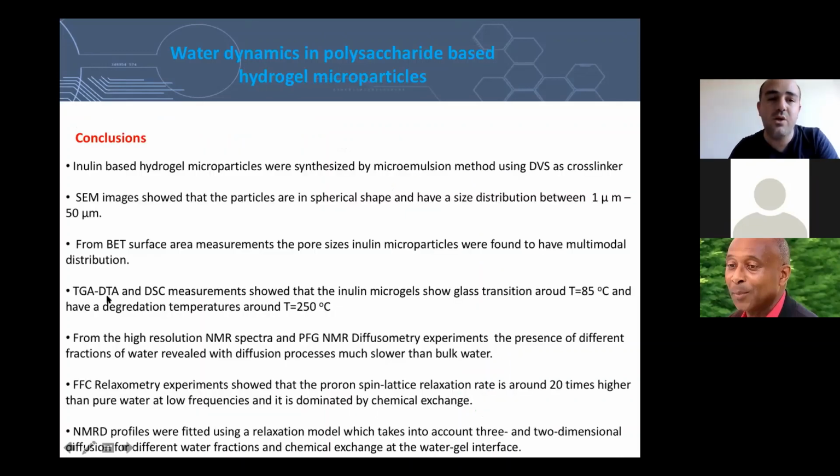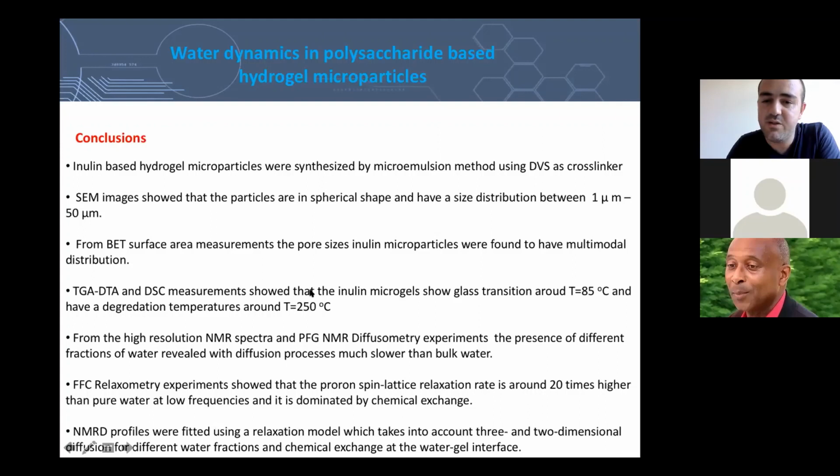So, as the conclusion, inulin-based hydrogel microparticles were synthesized by the microemulsion method using divinyl sulfone as crosslinker. The SEM images showed that the particles are spherical in shape and have a size distribution between 1 micrometer and 50 micrometers. From BET surface area measurements, the pore sizes of inulin microparticles were found to have a multimodal distribution.